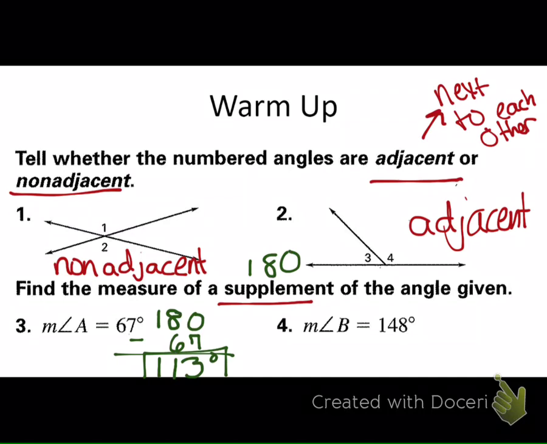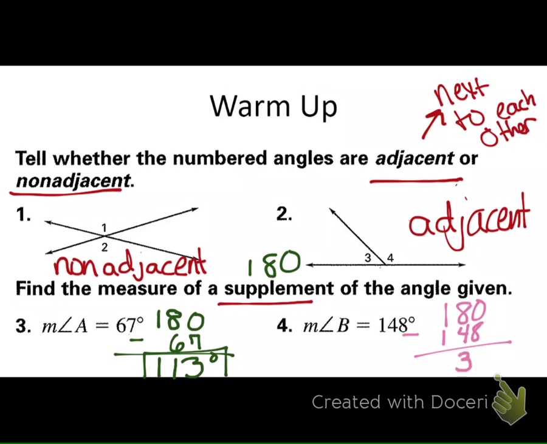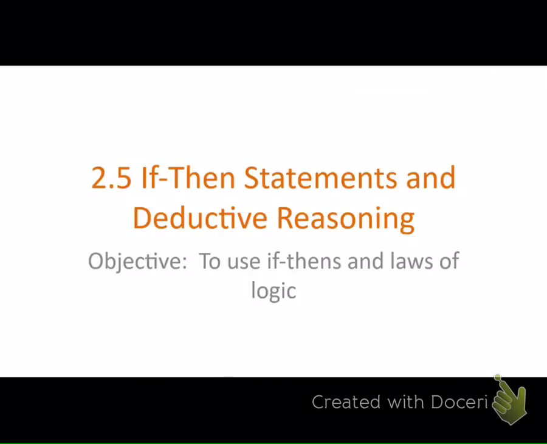Okay, number 4, what are we going to do? To find the supplement, we subtract. Very good, which gives us 32, great. So if-then statements in deductive reasoning, and the objective is to use if-thens and laws of logic.